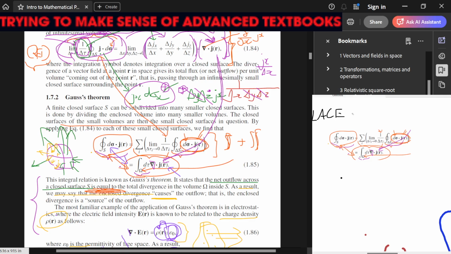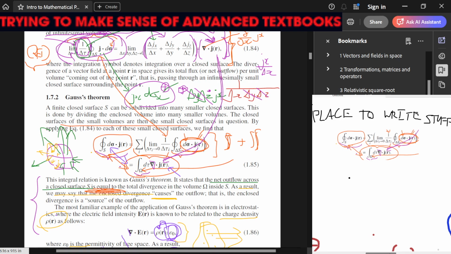Place to write stuff. Surely that's legible. Is that the word? I don't know. I don't know.